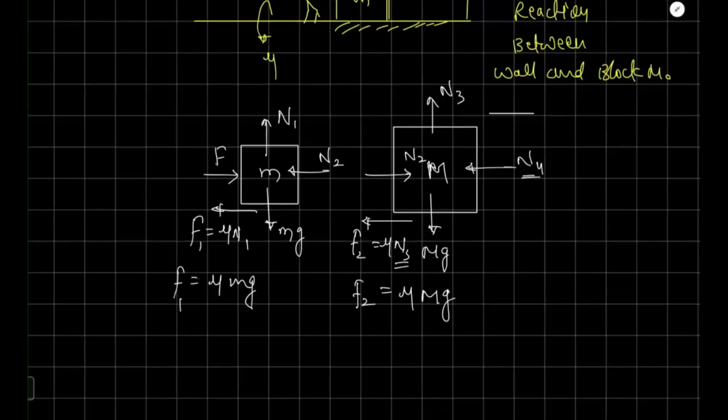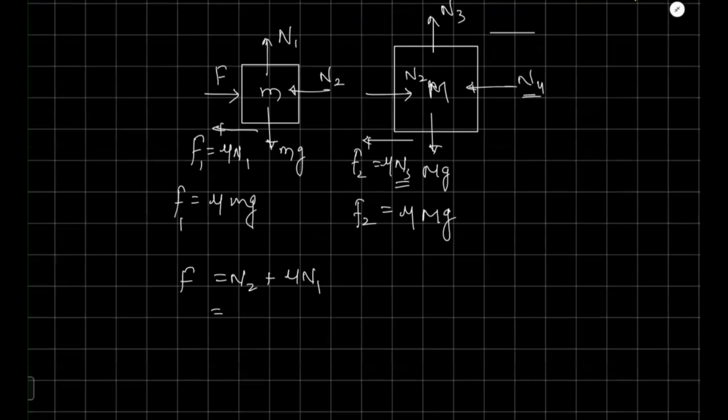So from here, if we make the equation in the horizontal direction, along the x-axis, we can say F is equal to N2 plus mu into N1. Now we'll put the value of N2, so N2 is going to be F minus mu N1. The value of mu N1 is what? mu mg only. Similarly, we'll make the equation on capital M in the horizontal direction.